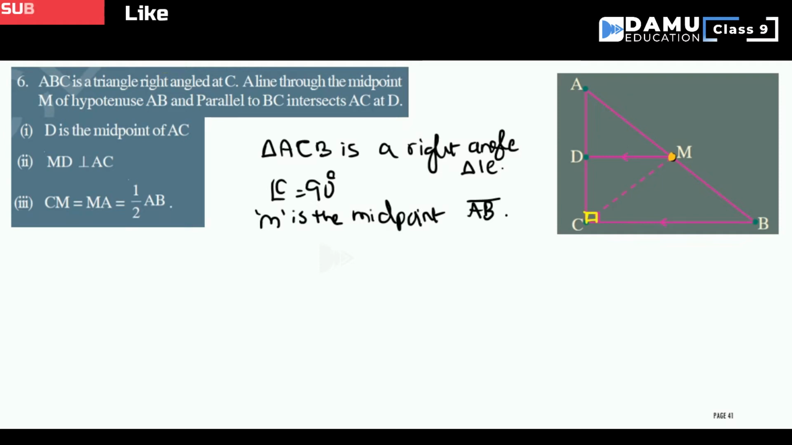So DM is parallel to BC and intersecting at some point D. So they are given here, and this is the point D. First one, what they are asking here: D is the midpoint of AC.